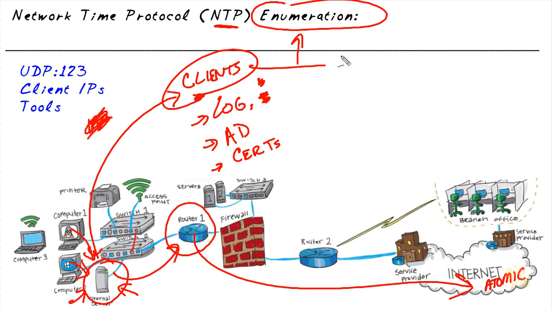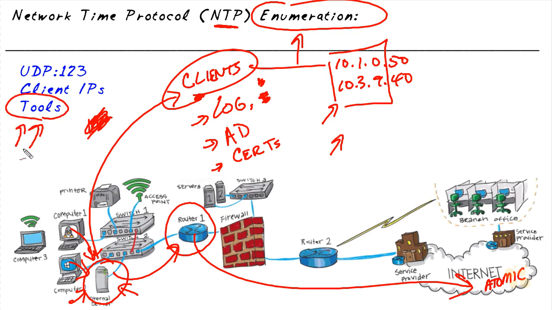And the client list could look something like, for example, 10.1.0.50 and 10.3.9.40. And if we're using, for example, a 24-bit mask, we're now identifying the various subnets that are also available based on the IP addresses on those networks. So it can help us map out the network topology just by talking to the NTP server. And there's lots of tools, both native and third-party, that we can use to learn about and discover information via NTP requests.